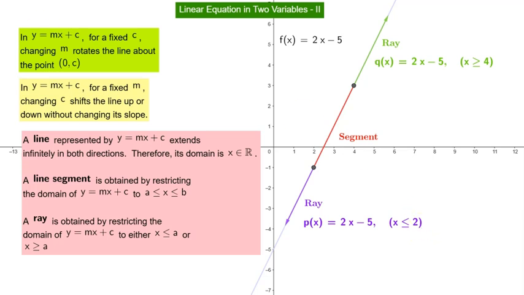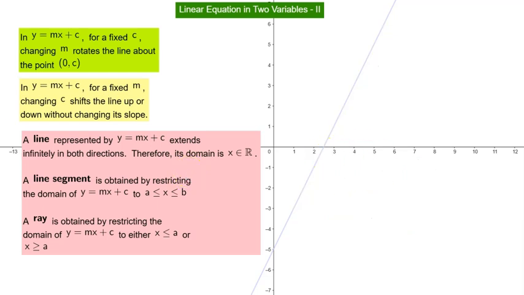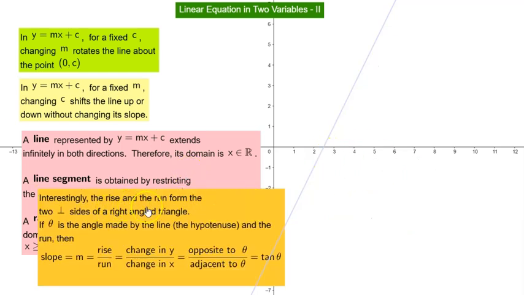And of course, for a line segment, it gets restricted on both sides. So x is between 2 and 4, where 2 and 4 are also included. So you have seen a line is given by y is equal to mx plus c or any other form, and line segments and rays are nothing but domain restricted lines. Now, interestingly, the rise and run form the two perpendicular sides of a right angled triangle.